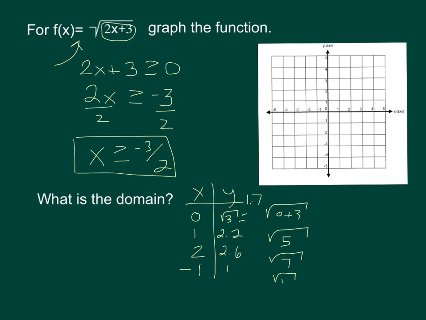So I'm going to try, it's kind of hard with my finger here, to put these points on the graph. So there is negative 1, 1, 0, 1.7, 1 and 2.2, and 2 and 2.6. You can see that I'm getting something that looks like this. We'll make that a little bit thicker.